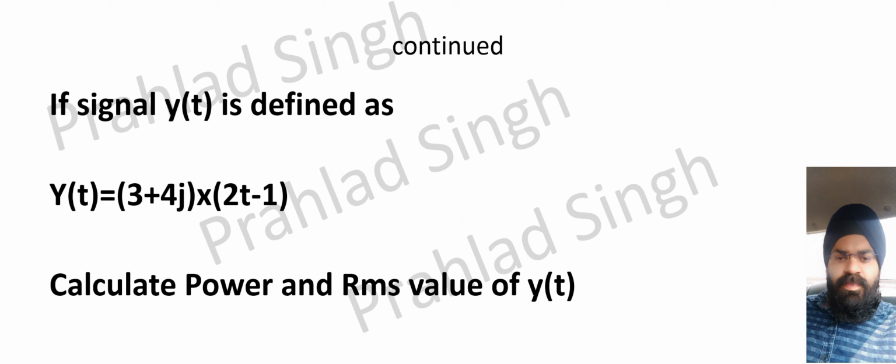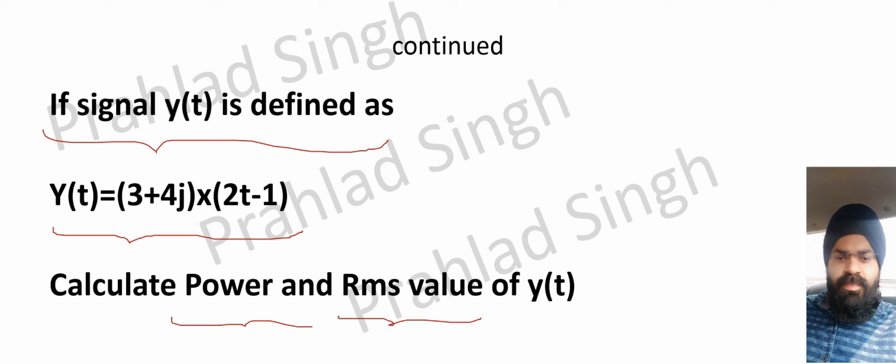Here it is given that signal yt is defined as yt equal to 3 plus 4j times x of 2t minus 1. Here xt is not given, x of 2t minus 1 is given, and also one constant is multiplied, that constant is 3 plus 4j. So calculate power and RMS value of yt. For this signal yt, we have to calculate RMS value and power.